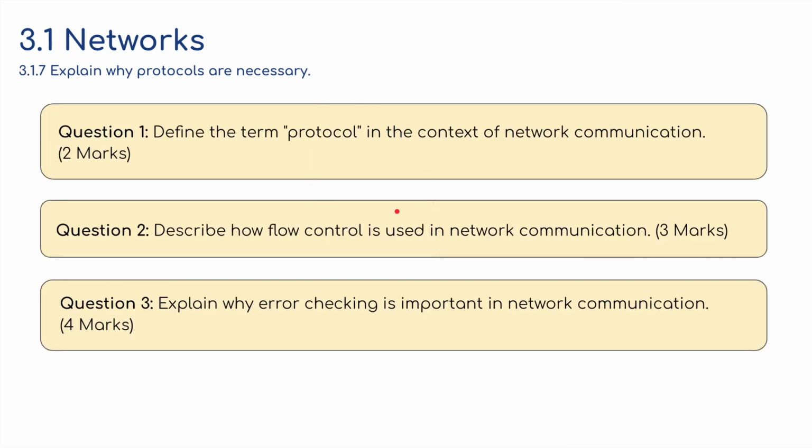And as always, we have 3 questions. Question 1, define the term protocol in the context of network communication, for 2 marks. Describe how flow control is used in network communication, for 3 marks. And finally, explain why error checking is important in network communication, 4 marks. So 3 fairly short questions. If you want to pause the video and have a go, that's up to you. Otherwise, stay tuned and I'm going to put the answers on.